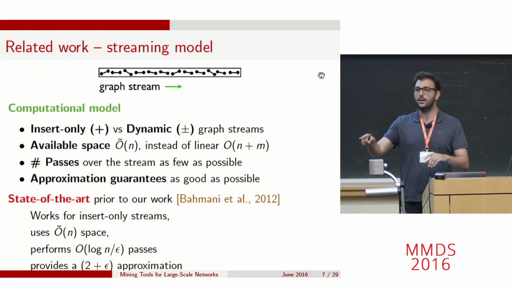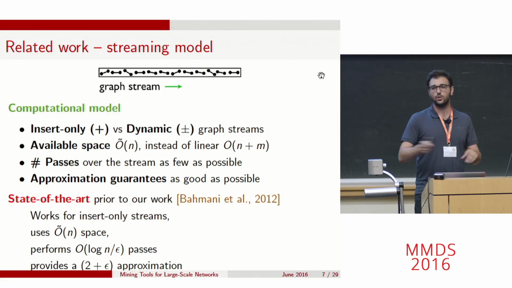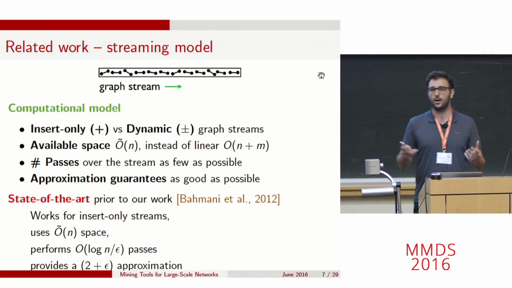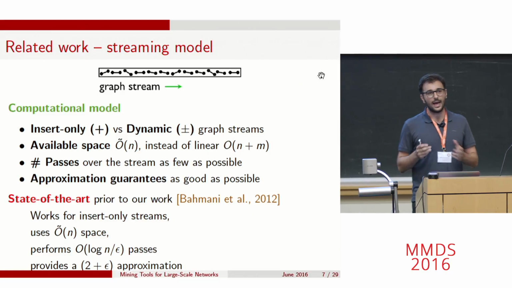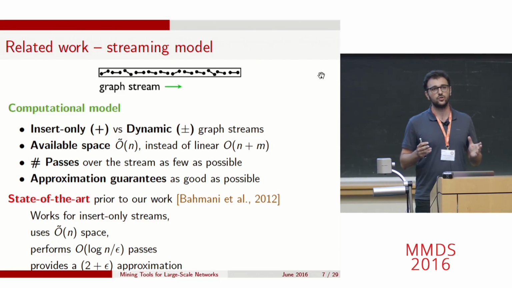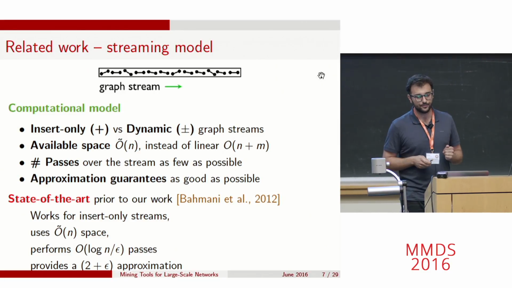Ideally, we would like to do one pass, but in many cases, we either don't know how, or we even have lower bounds showing that we cannot do it within a constant number of passes. And we would like to have as good approximation guarantees as possible.